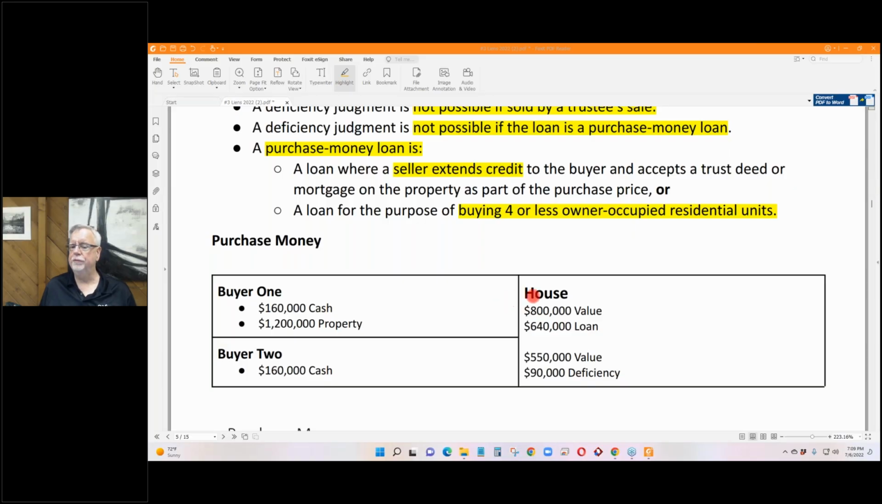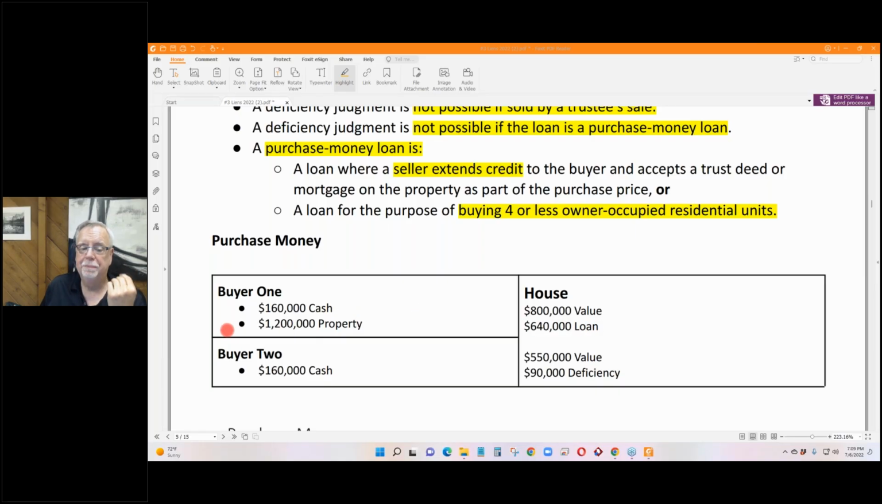Let's say we have a house for sale, $800,000, and there are 2 potential buyers. You're the loan agent. Buyer number 1 comes to you. Buyer number 1 says, I'd like to buy that $800,000 house. I have 20% down. 20% down is $160,000. I got the 20% down. So they would need a $640,000 loan.